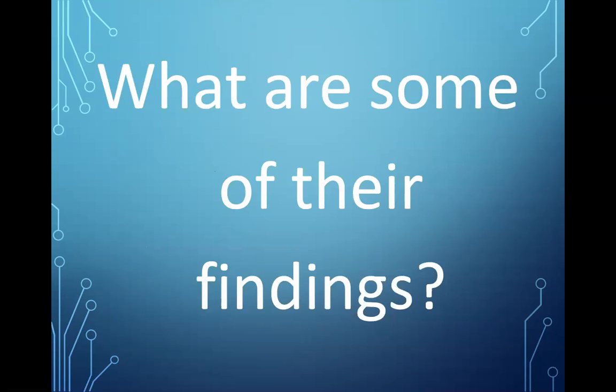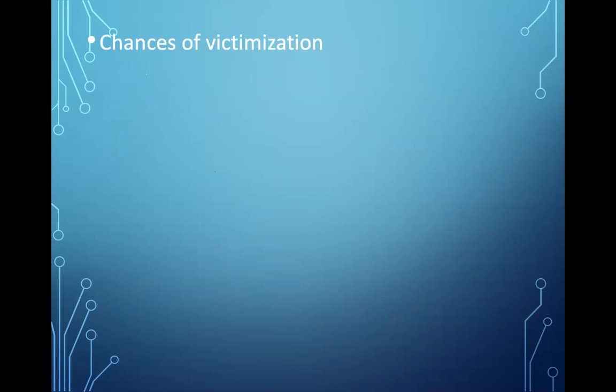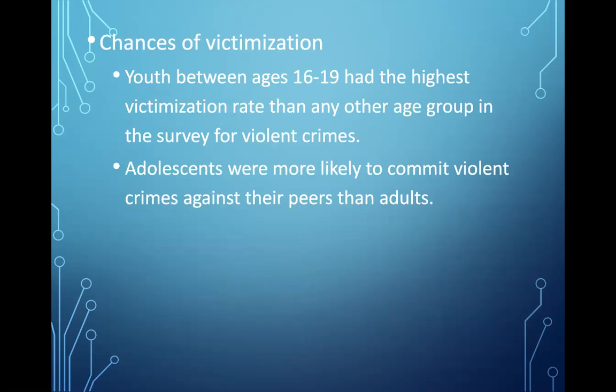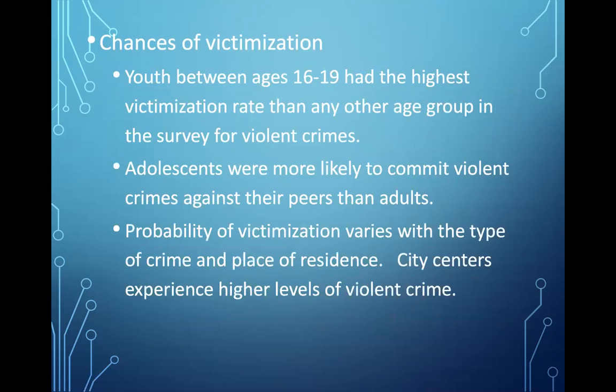All right, so what are some other findings when we're looking at juveniles and crime? We find that youth between the ages of 16 and 19 had the highest victimization rate of any other group in the survey for violent crimes. So they're the ones that are actually at the most risk. Adolescents were more likely to commit violent crimes against their peers than adults. And the probability of victimization varies with the type of crime and place of residence.